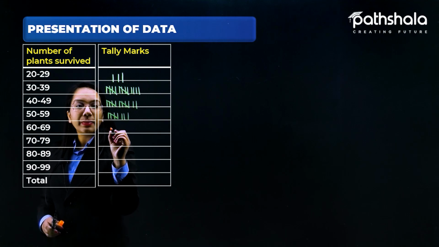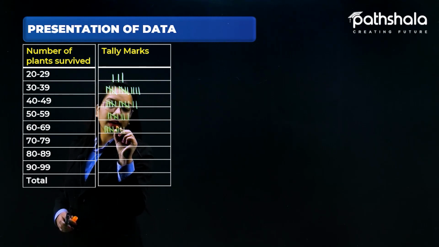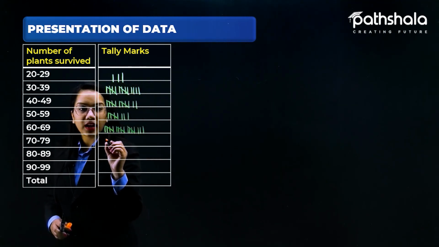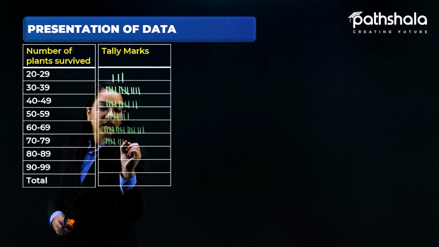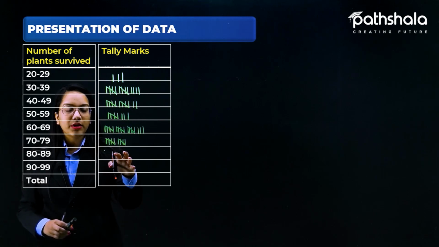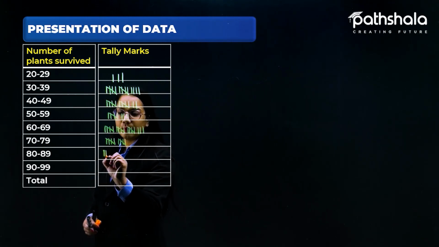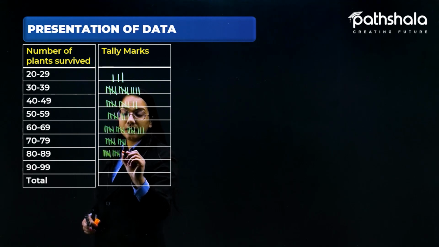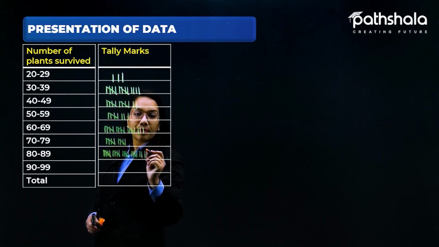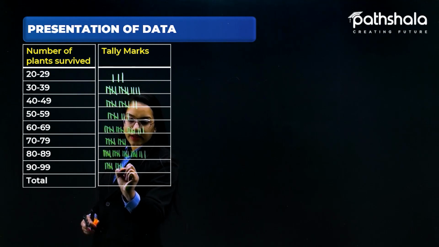Further, from 60 to 69, we have 18. So I'm writing 1, 2, 3, up to 17 and 18. Further, from 70 to 79, we have 10: 1, 2, 3, 4, 5, 6, 7, 8, 9 and 10. From 80 to 89, we have 23 elements lying in between, so let's form 23: 1, 2, 3, up to 21, 22 and 23. From 90 to 99, we have 12: 1, 2, 3, 4, 5, 6, 7, 8, 9, 10, 11, 12.